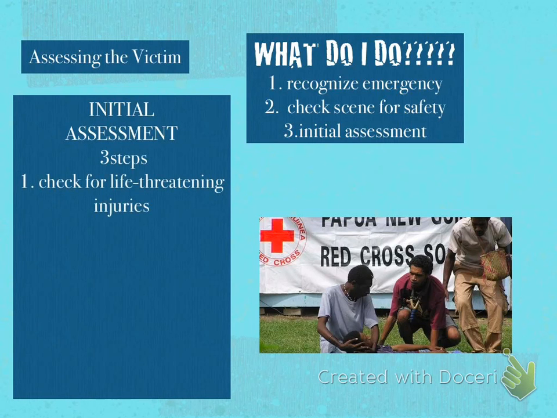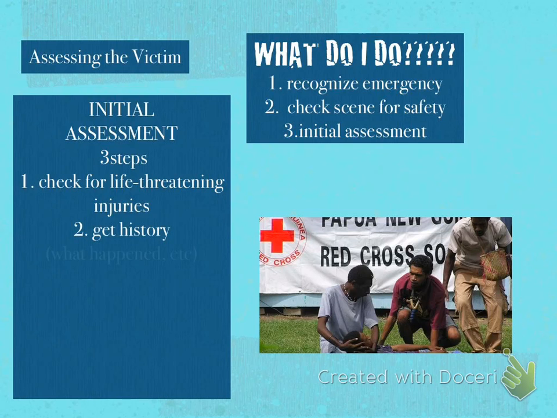First, you're checking for life-threatening injuries, which is what? BBC. Breathing, bleeding, circulation, which means what? Heartbeat. A heartbeat. Those are your life-threatening injuries. Bleeding is not always, but we are looking for that profuse bleeding where either the blood is spurting or there's a cut or something where this person is going to bleed out very quickly if you don't get them help.